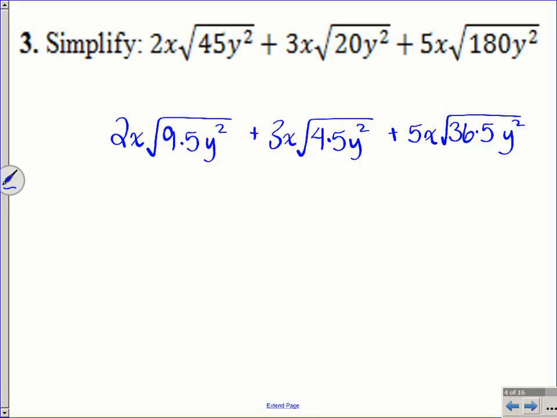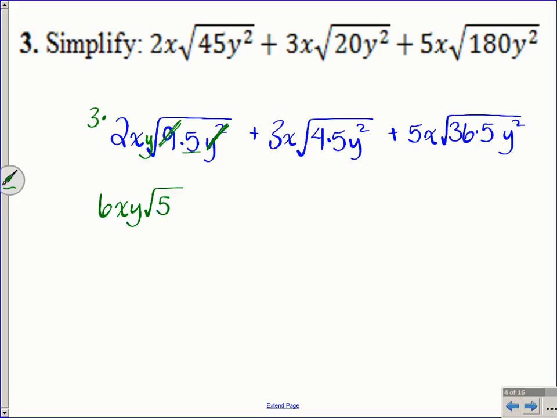So now I'm going to pull out the perfect squares. So in the first term, we have square root of 9. That's a 3. When that comes out, it gets multiplied by what's already there. 5 is going to have to stay. Y squared is also a perfect square. Square root of y squared is y. So we're going to take a y out. So that makes our first term now 3 times 2 is 6, xy square root of 5.